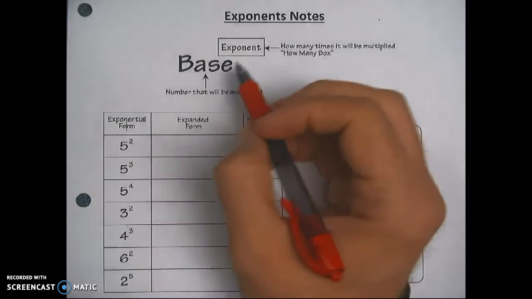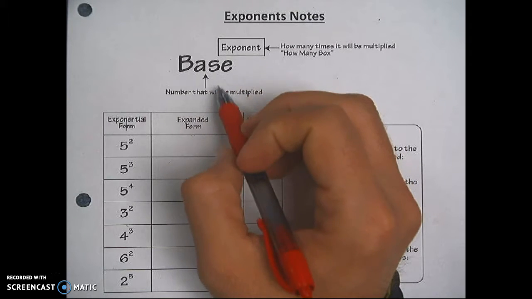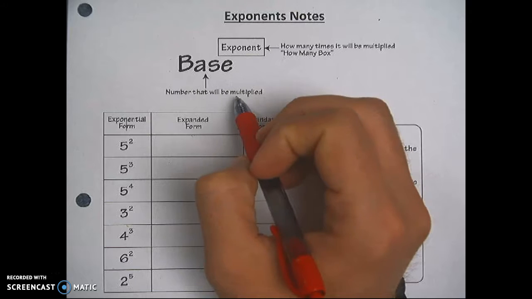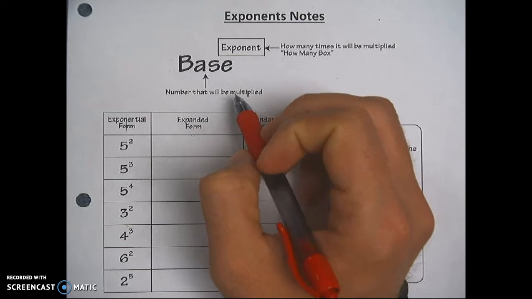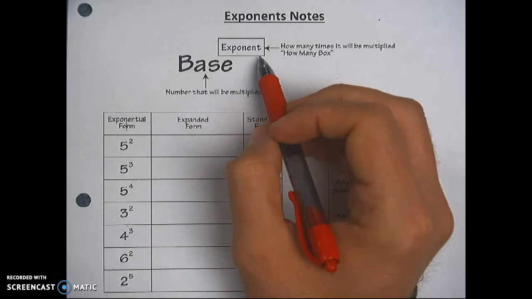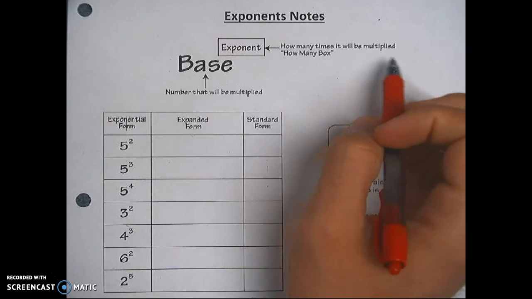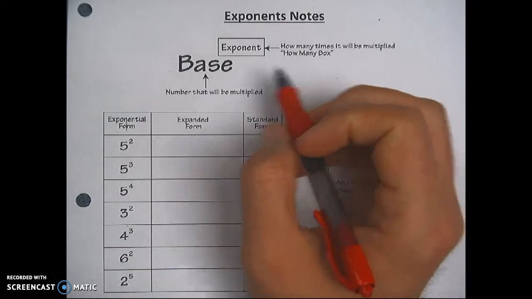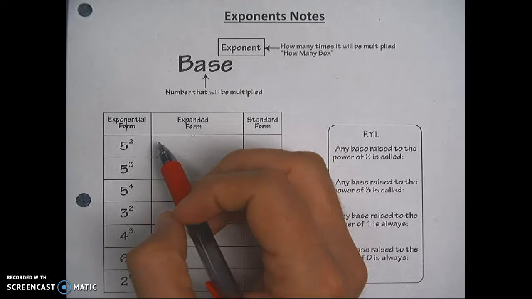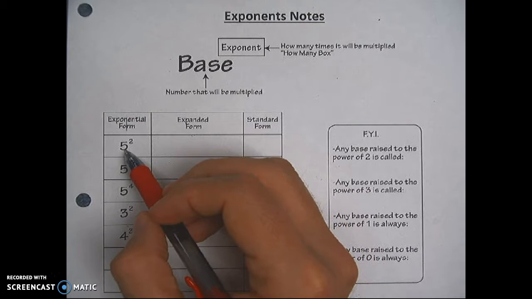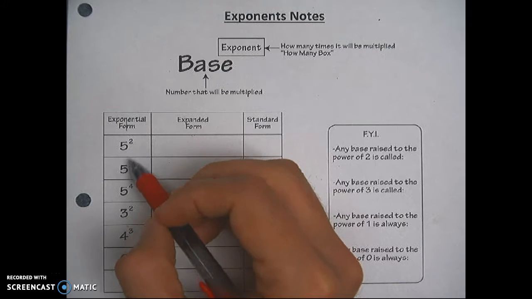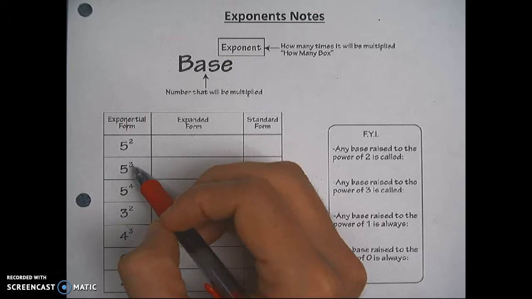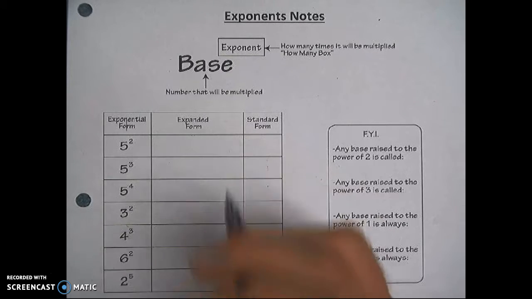It's something else. So the big number at the bottom is called your base, and that's the number that's going to be multiplied a certain number of times. And the exponent, the little number, is how many times it's going to be multiplied. So it's repeated multiplication of whatever the base is. So we're going to multiply 5 times itself 2 times, or 5 times itself 3 times. So not 5 times 3, but 5 times 5 times 5.